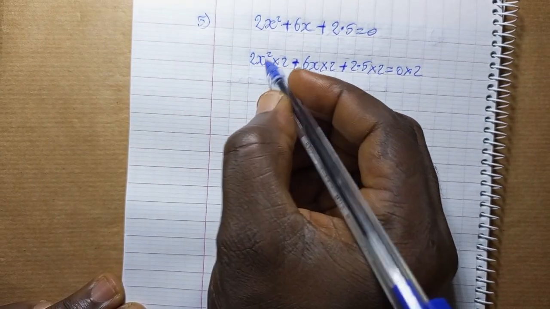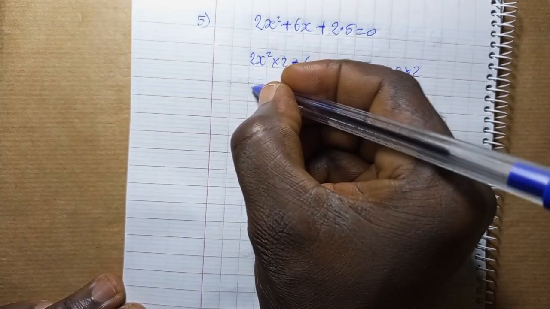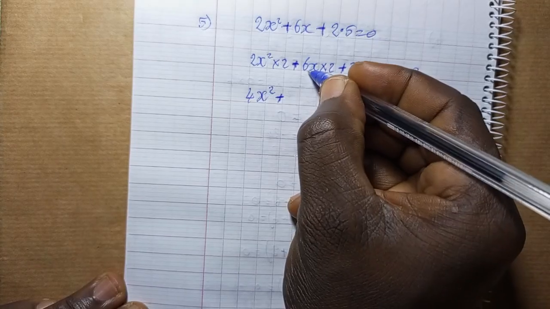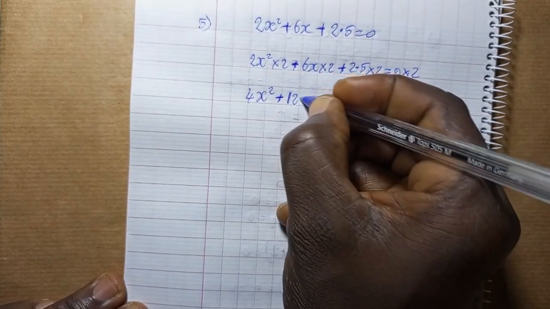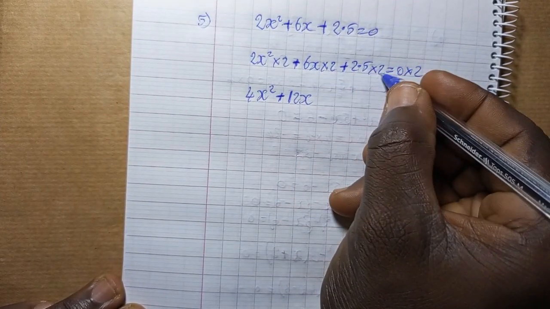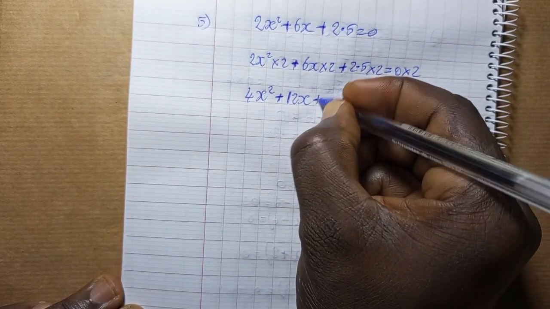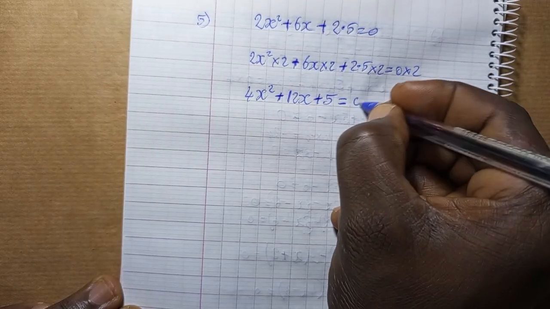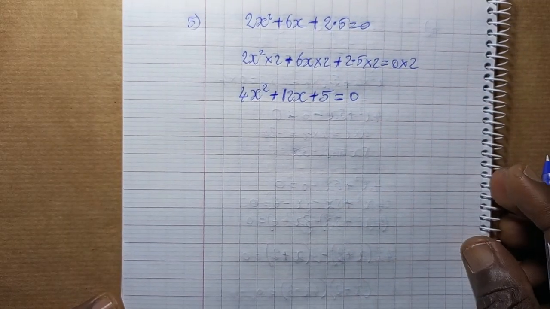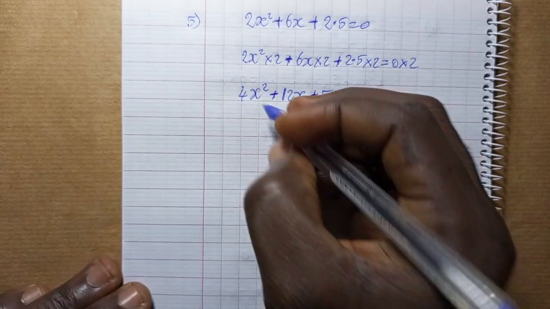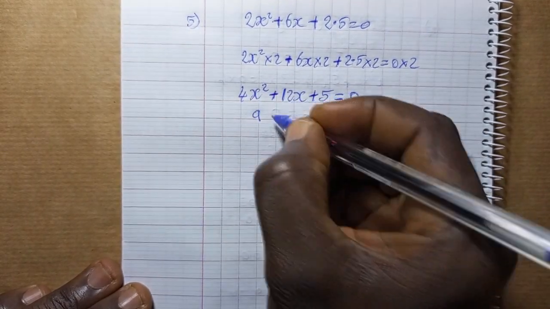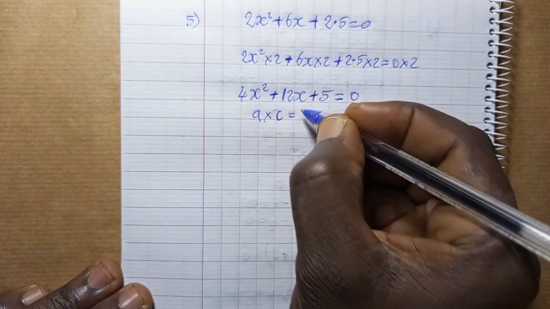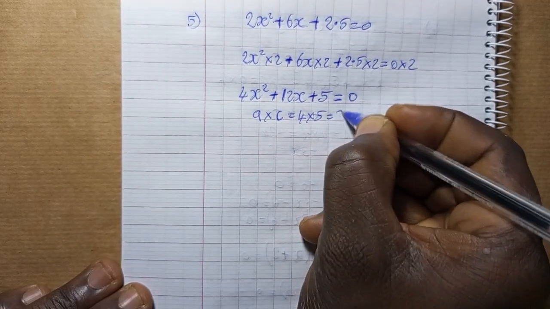Now 2x squared times 2, that will give us 4x squared plus 6x times 2, that will give us 12x. 2.5 times 2, that will give us 5, equal to 0 times 2, that will give us 0. So our next step here is a times c, first term times last term, is equal to 4 times 5, which is 20.